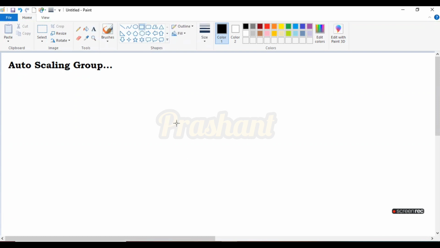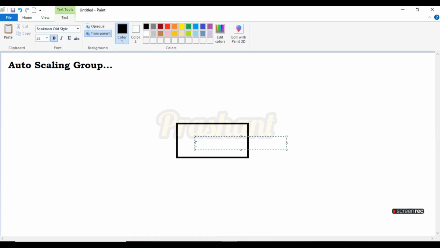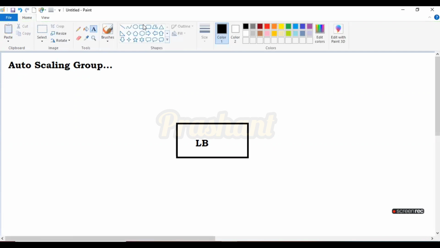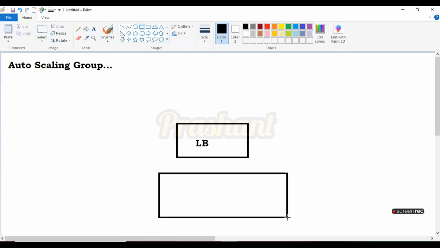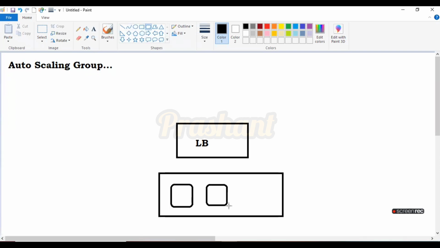Just try to assume, okay, this is our load balancer, as you already learned in the previous topics, right? On the other hand, we are considering this is AWS, and suppose under the AWS we have multiple EC2 instances. So these are the multiple EC2 instances. On this side we are considering we have the users.